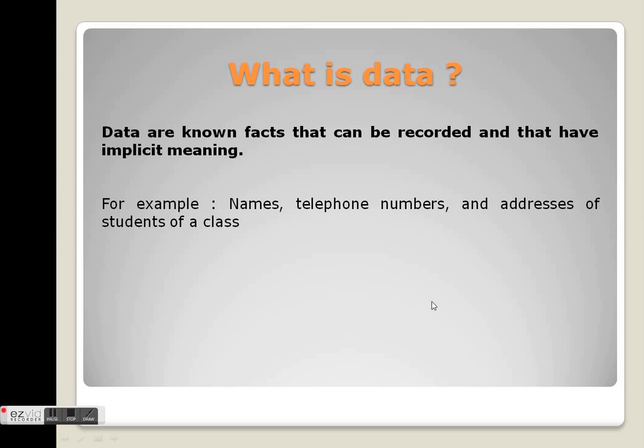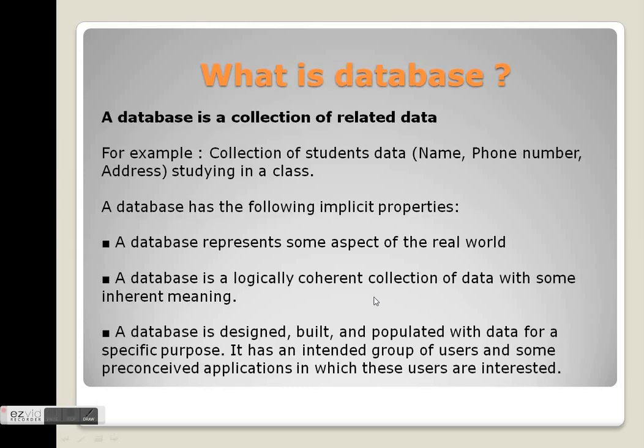When the related data is stored together, it becomes the database. A few examples of the databases are the collection of students' data studying in a class. Another example is the record of books stored in a library. Another one is the record of the customers of a bank.